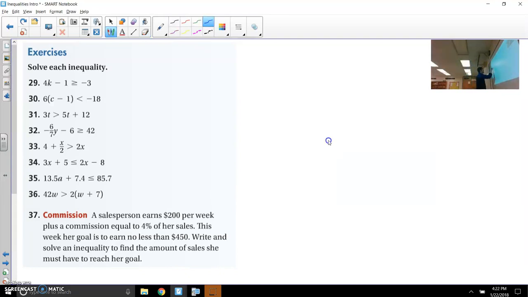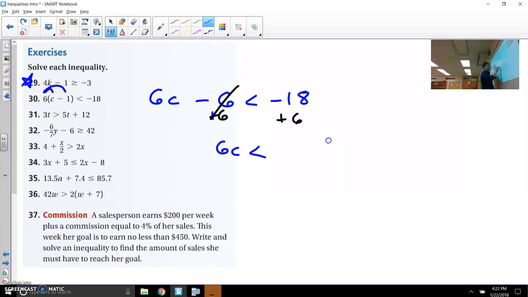I think the first one's probably going to be fairly simple, so I'm going to jump in with number 30. 6 times c is 6c. 6 times negative 1, negative 6. And that ends up being less than negative 18. So I'm going to finish solving this out by combining like terms. 6c is less than a new number here, negative 12.